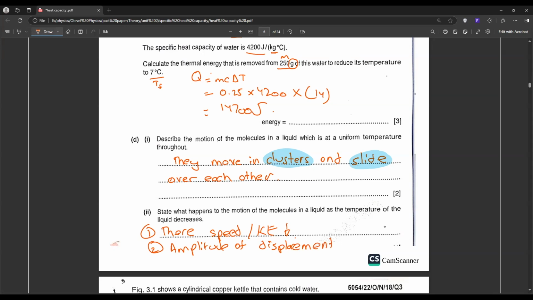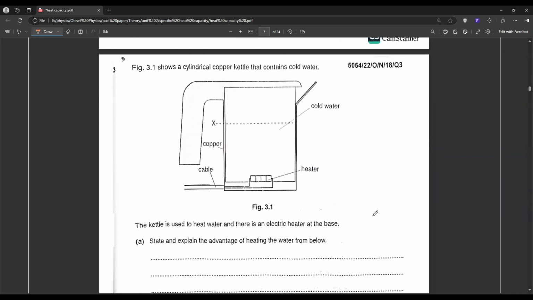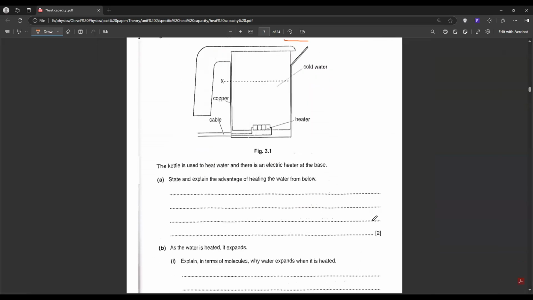Displacement, or you can say displacement is a good word. Amplitude of displacement decreases. Let's see this question. Figure 3.1 shows a cylindrical copper kettle that contains cold water. The kettle is used to heat water, and there is an electrical heater at the base.